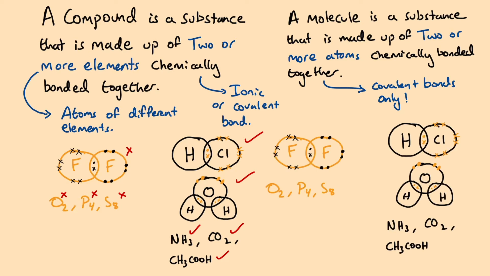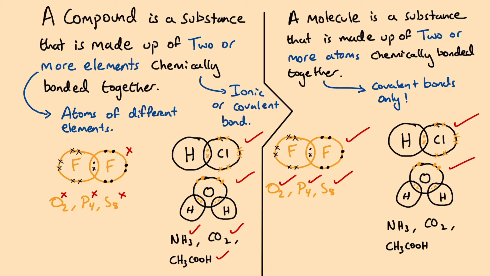And now looking at the same examples again, fluorine, oxygen, phosphorus, and sulfur, they can all be considered molecules because they're all made up of covalent bonds and they're all composed of two or more atoms, and therefore they can all be considered molecules. And the same thing with the ones on the right, hydrogen chloride, water, ammonia, carbon dioxide, and ethanoic acid. They all have covalent bonds, not made up of ionic bonds, and they all have two or more atoms, and therefore they're also considered molecules.